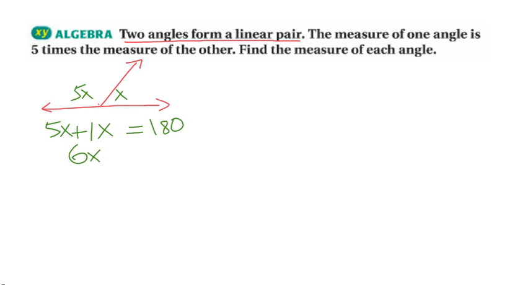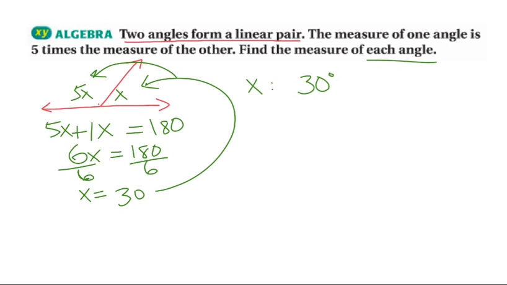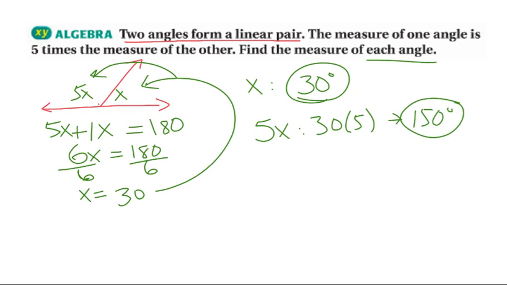So 180 divided by 6 gives us 30. But remember, they want each angle, so we want to plug that back in to both of those parts just like we have before. So for the x angle, we know that's just going to be 30 degrees since that's by itself. For the 5x, we have to take our 30 degrees and multiply it by 5. So we would end up with 150 degrees would be the size of that angle. So 30 degrees and 150 degrees are the two measures of those angles. And if you double check, if we add those together, they do create 180 degrees, which would match this picture.